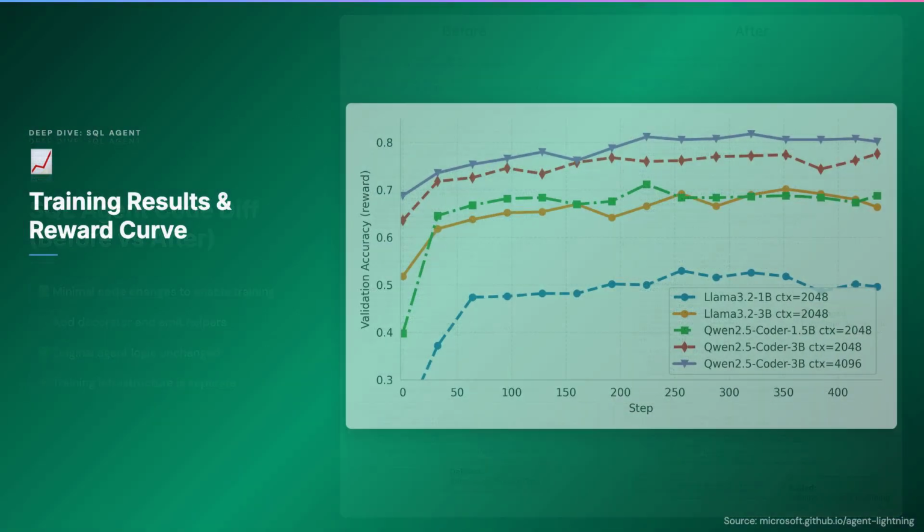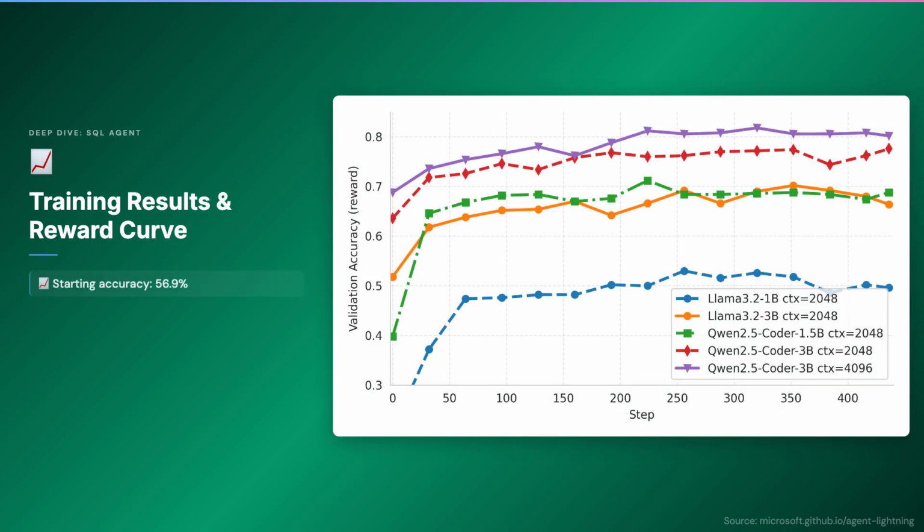The training results speak for themselves. Starting from a baseline accuracy of 56.9%, the SQL agent reached 72.1% after reinforcement learning training. The reward curve shows steady, consistent improvement over training iterations. That is a 15+ percentage point gain achieved with zero changes to the agent code. This demonstrates the power of Agent Lightning for real-world agent optimization.